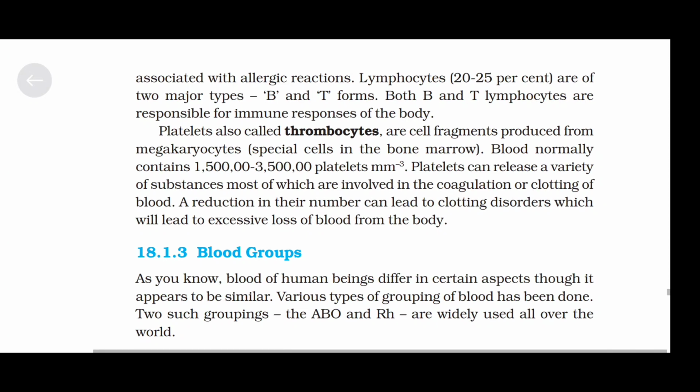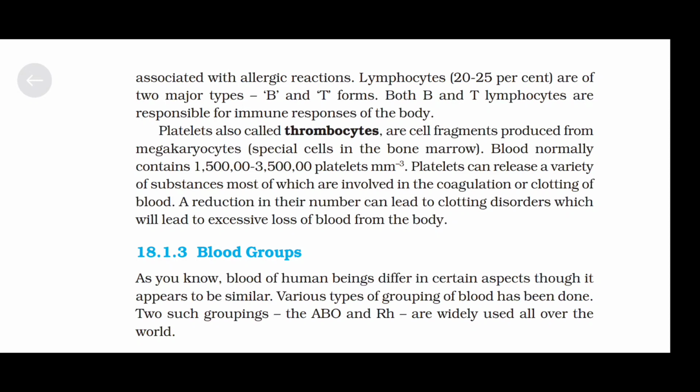Lymphocytes, 20 to 25%, are of two major types, B and T forms. Both B and T lymphocytes are responsible for immune responses of the body. Platelets, also called thrombocytes, are cell fragments produced from megakaryocytes, special cells in the bone marrow. Blood normally contains 1,50,000 to 3,50,000 platelets per cubic millimeter.